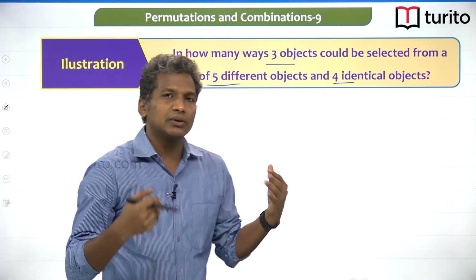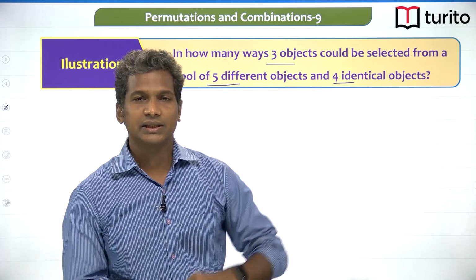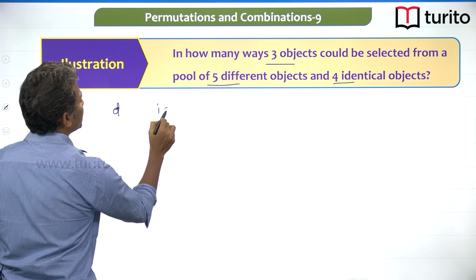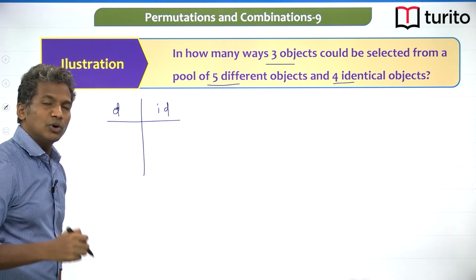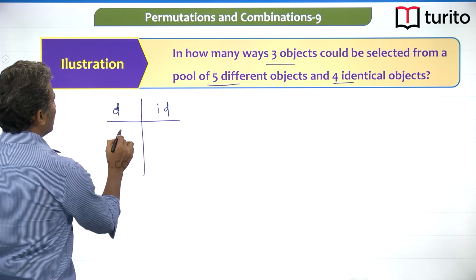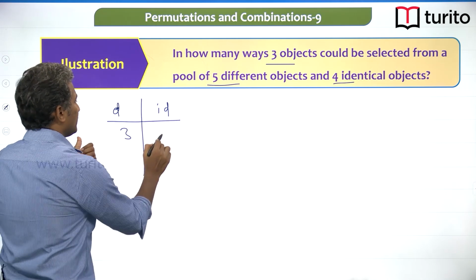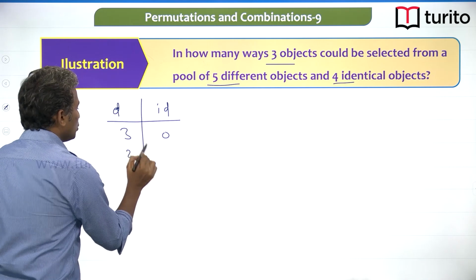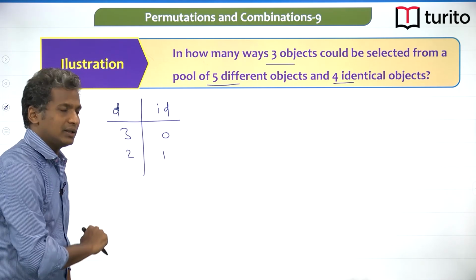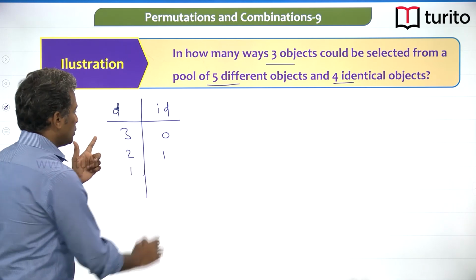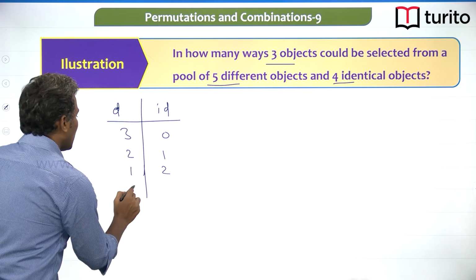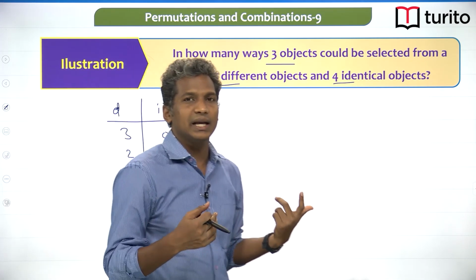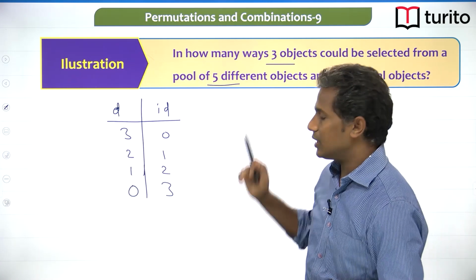One basic method that we have learned so far is making cases, right? Let us say I take the different objects here and I take the identical objects here. Now we want to select any 3. All 3 can come from different only. This could be one case, not one way. 2 can be different and 1 from the identical, 1 can be from the different and 2 from identical, or none from different and all 3 from identical. This way we can select any 3 of them. So how do we calculate the total number of ways?